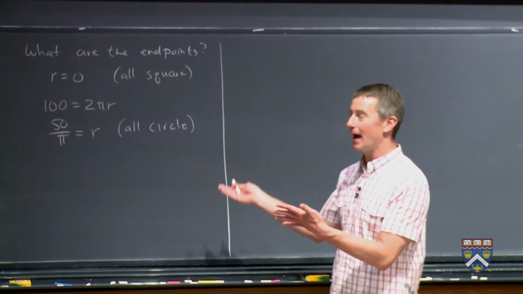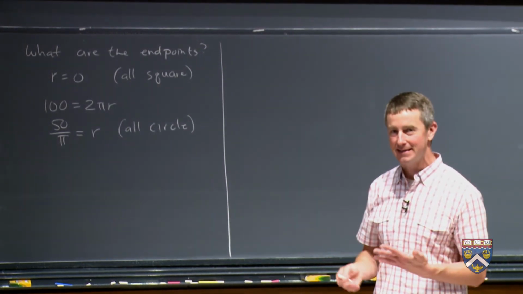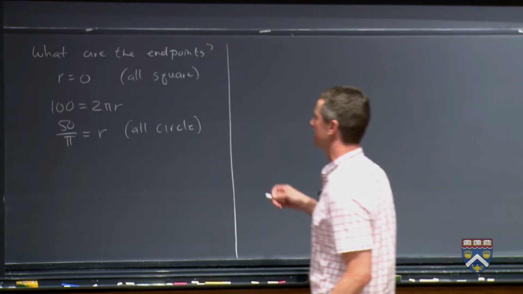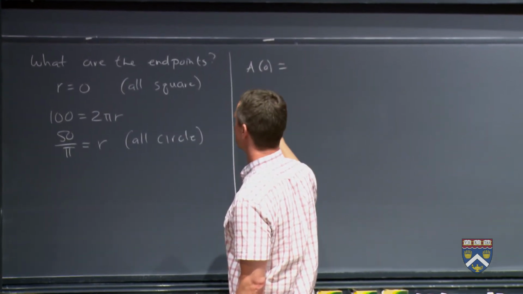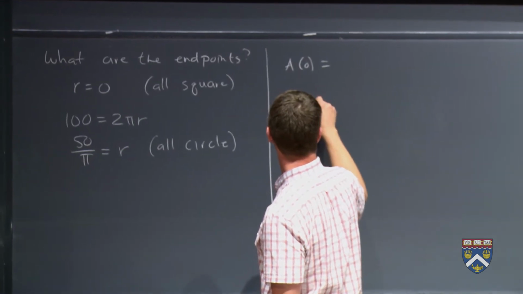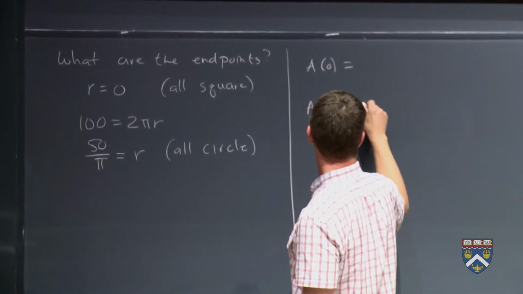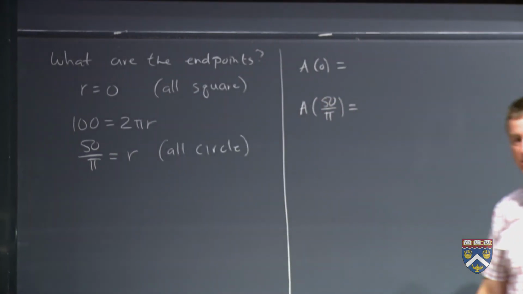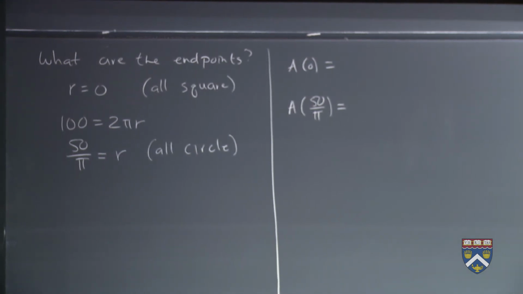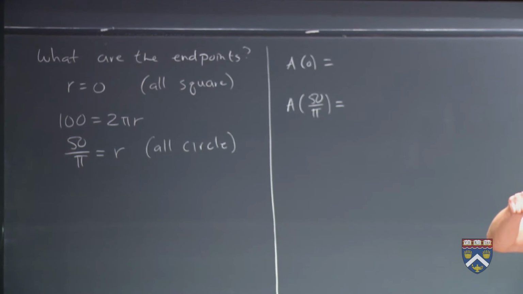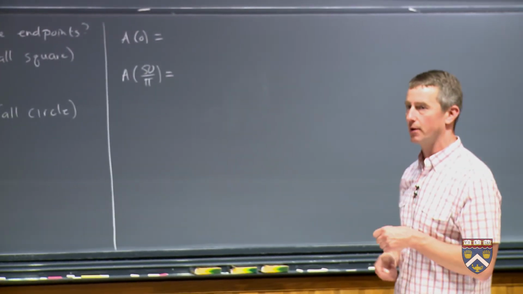So what are we supposed to do now? Now we're supposed to plug these into the actual original function. So we're supposed to figure out what a of 0 is and what a of 50 over pi is. That's how we find a global max or a min when it's not at our critical point. We plug into the original function. We're trying to compare the y values of the original graph.